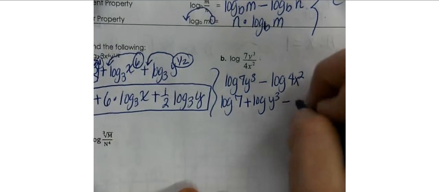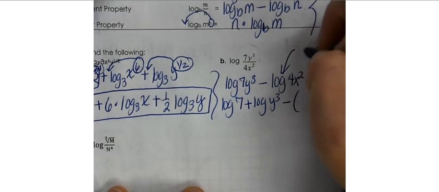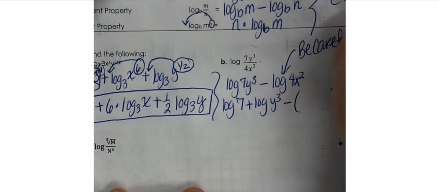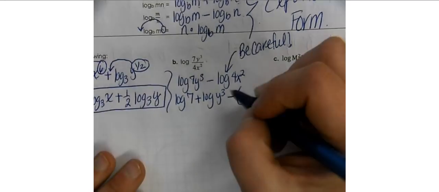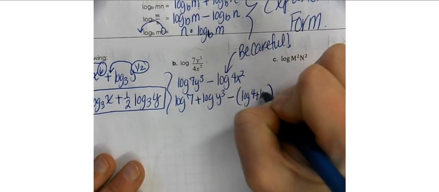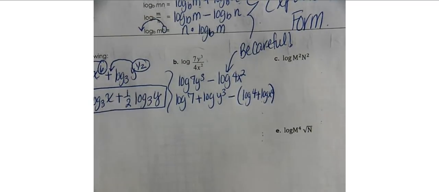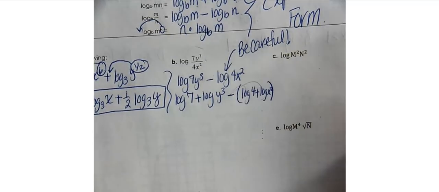I'm going to put parentheses around what I'm about to expand. So when you expand this, I want you to please be careful and use parentheses so that you don't end up with a sign error. So I'm going to rewrite this as log of 4 plus log of x squared. Now I'm going to work with each term individually and then eventually distribute that negative to each term.